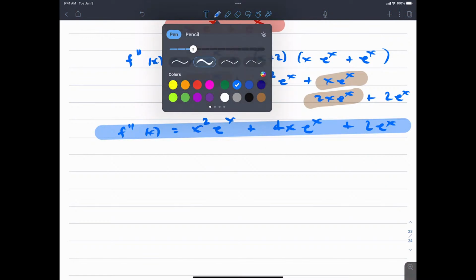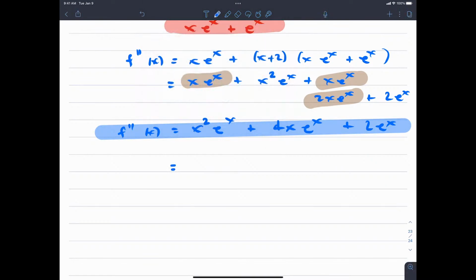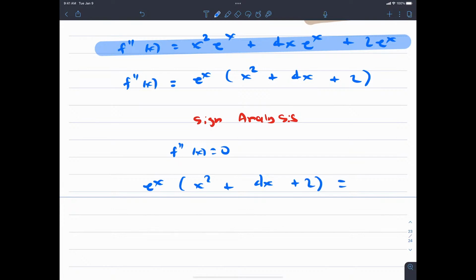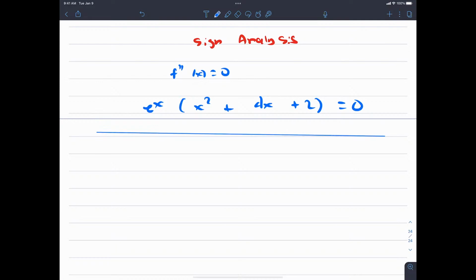But if you have to do sign analysis on it, you do. What do you think you're going to have to factor out? And then hopefully what you have here is factorable. Okay, because when you do sign analysis on that second derivative, you got to set that second derivative equal to 0 and solve for x. Is that right? So you say e to the x, x squared plus 4x plus 2 equals 0. And then what do you guys do with this?